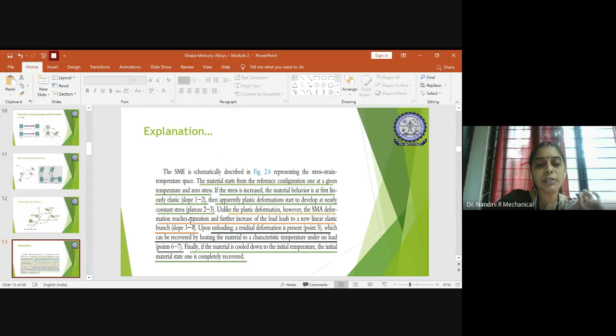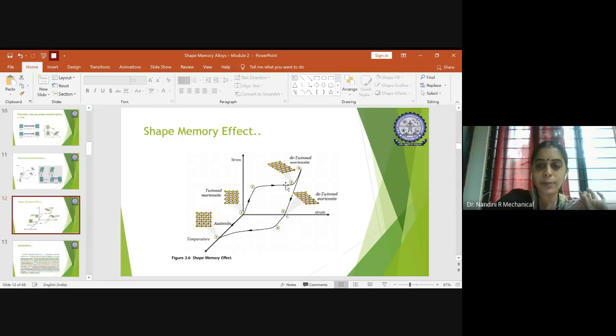The SMA deformation reaches the saturation and further increase of load leads to linear elastic branch. So now when it moves 3 to 4, it has reached the maximum stress value. Since it has reached the maximum stress value, the material here is deformed due to the stress for consistent increase in the temperature. Until here you will increase, from there it is a constant temperature throughout, where you will measure the strain across the constant stress. So from 3 to 4 again you will increase the temperature, right?